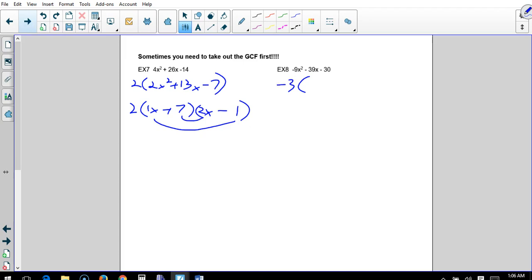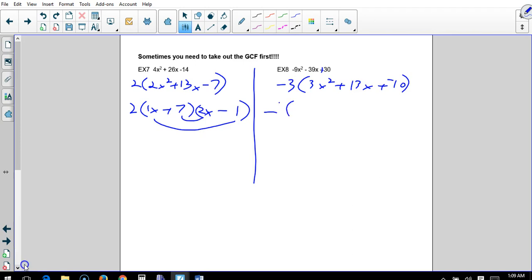Here, I'm going to pull out a 3. I'm going to pull out negative 3 actually, which will give me 3x squared plus 13x plus 10. This one also is pretty easy to guess and check because 3 can only be made one way. And 10 is either 1 and 5, 1 and 10, 2 and 5. So I'm going to try to break this down with one of the two. Okay, I think there was a typo here, so please make this positive 30, which will make that negative 10.